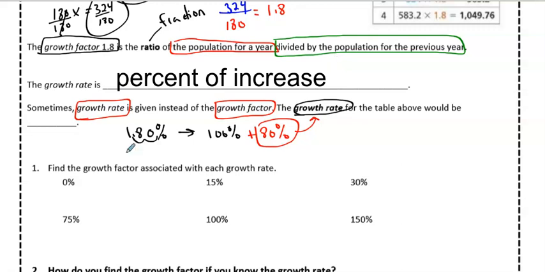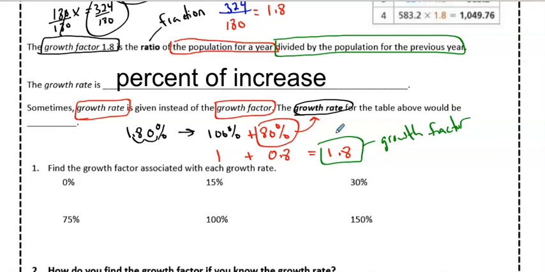Okay, but I multiply by my growth factor, which is 1.8, not just 0.8. Right? So this is 1 plus 0.8 equals 1.8. Hence, this is the growth factor. And the 80% or the 0.8, this piece is just the growth rate. Okay, so let's take a look at that.